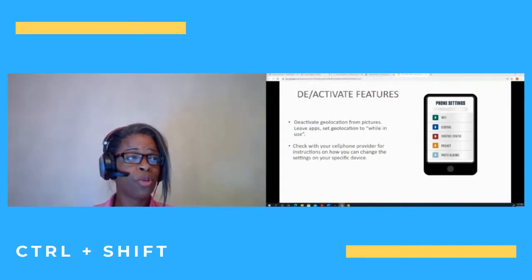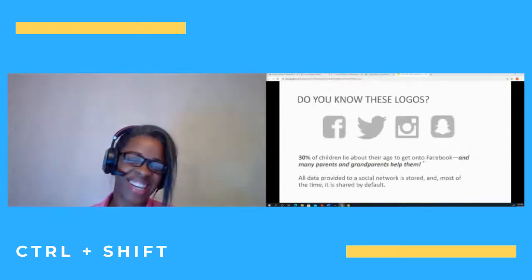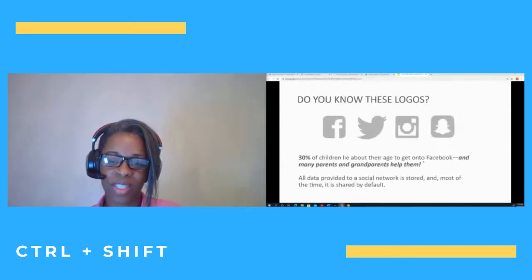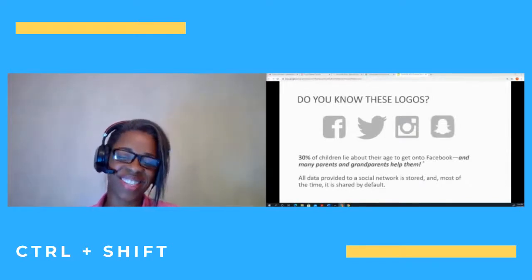So, do you know these logos? I have money, so I'm joking. Can you identify these logos? Put it in the chat. I can't hear you. Yes, yes. Can you put the names of the logos in the chat?